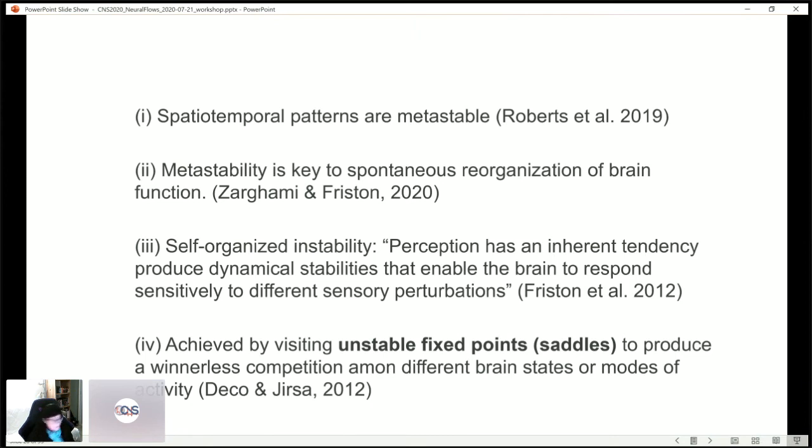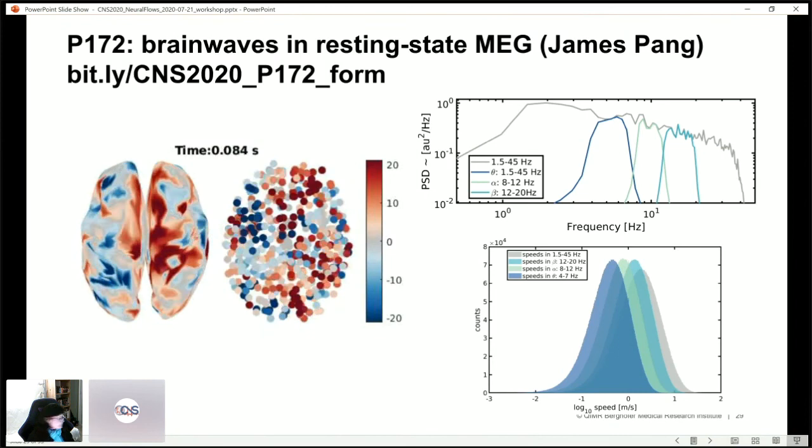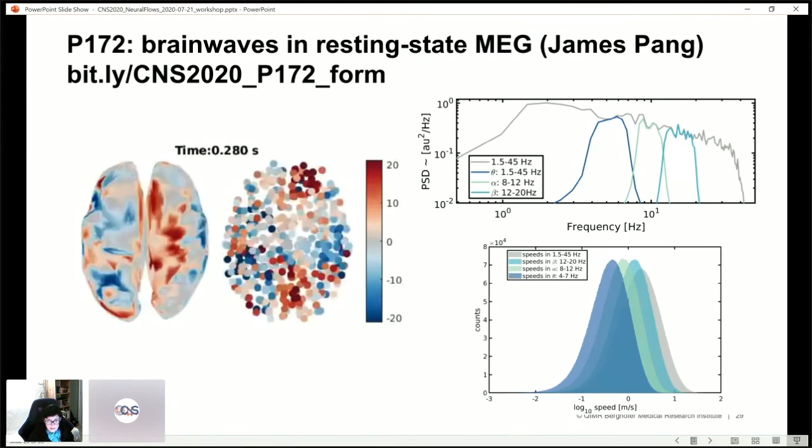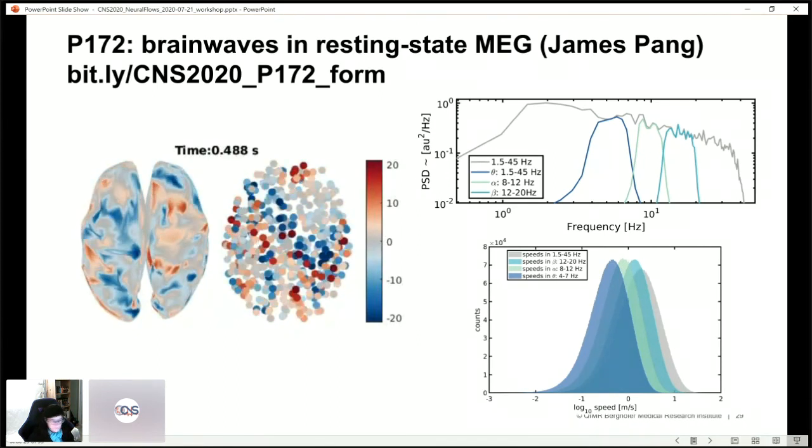So these are some ideas. There are some controversial points here to discuss, but now we have found a way to identify these subtle points in the brain and track them across space and across time. So we are also doing some work on MEG, but I will leave that for later. And it's James Pang who is leading this study.